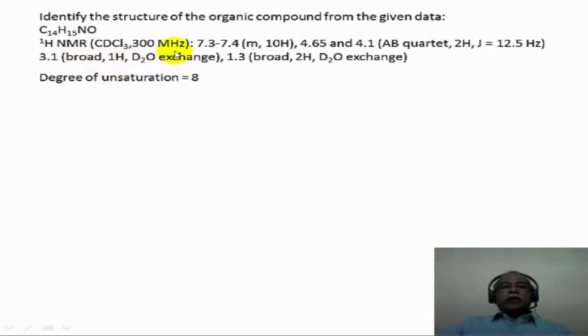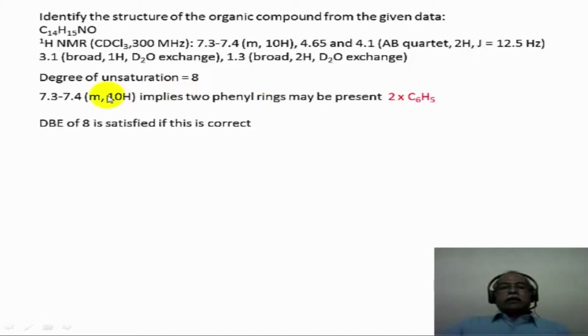Now, the proton NMR spectrum shows 7.3 to 7.4 ppm, a multiplet of 10 hydrogen intensity. Most likely this 10 hydrogen intensity of the multiplet in the aromatic region would only imply 2 phenyl rings. So let us assume there are 2 phenyl rings in this molecule. Now this is a very characteristic chemical shift as well as the splitting pattern that one sees in the disubstituted derivative region.